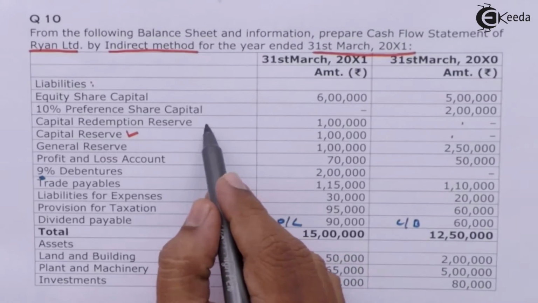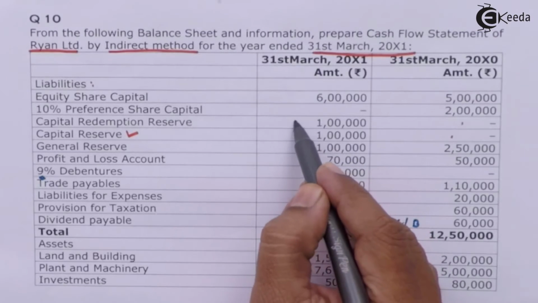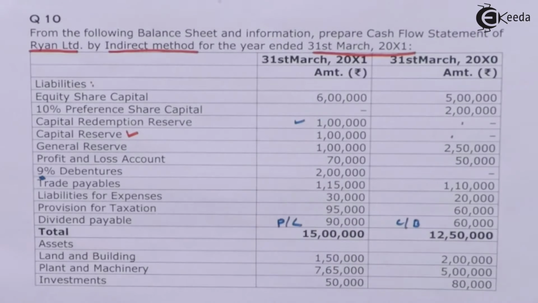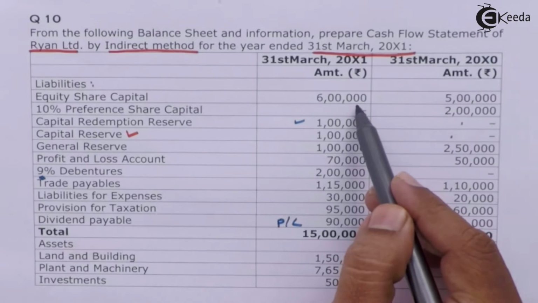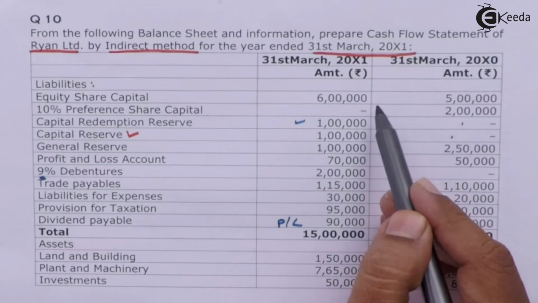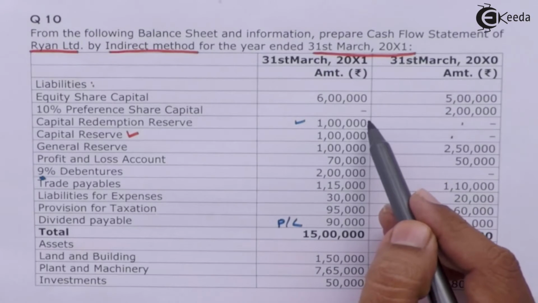Can you see here capital redemption reserve? It must have been created out of general reserve, exact same figure, because we know that the CRR account is created out of divisible profit. One more thing you can notice, your share capital is issued for equity shares, but preference shares are redeemed.